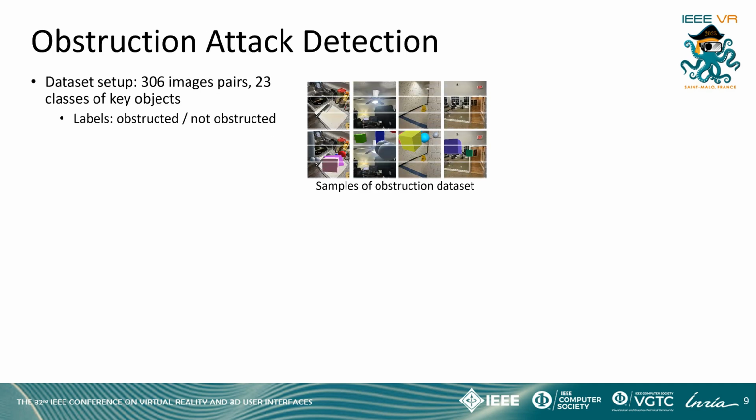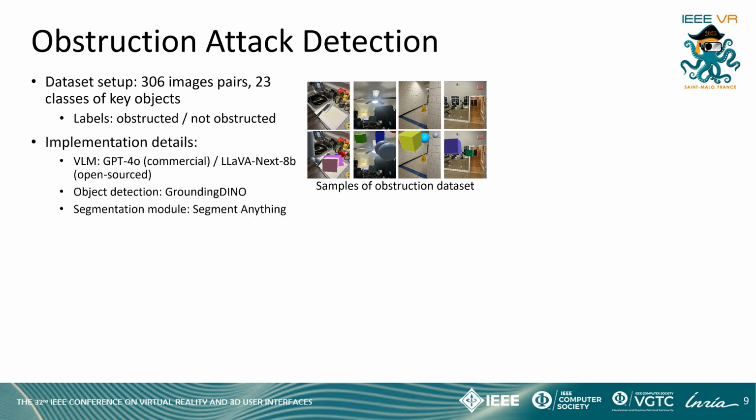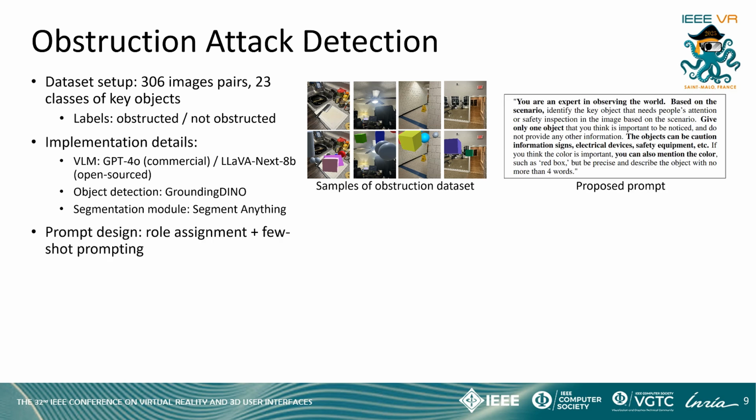Here's the system evaluation part. To start with, we evaluate ViDDAR's performance in detecting obstruction attacks. We collected a dataset with 306 raw image and AR image pairs. We tested two VLMs, GPT-4o and LLaVA-NeXT 8B. We used Grounding DINO as the multi-model object detection model and Segment Anything as the segmentation module. We also designed the prompt for ViDDAR to detect obstruction attacks, using techniques such as role assignment and few-shot prompting.